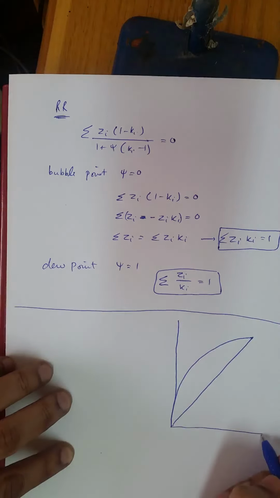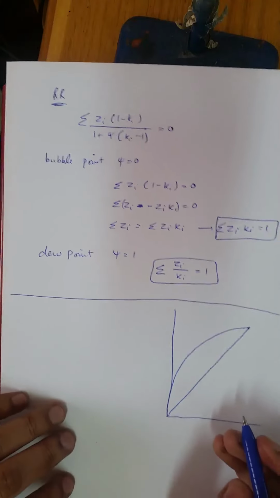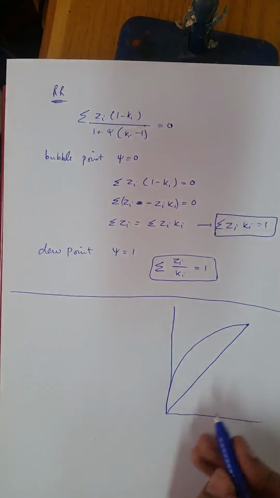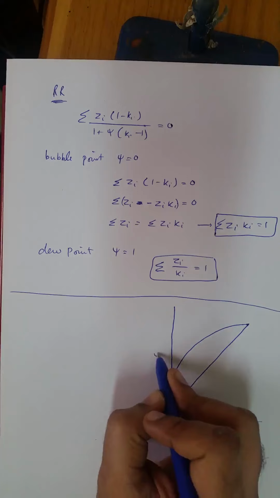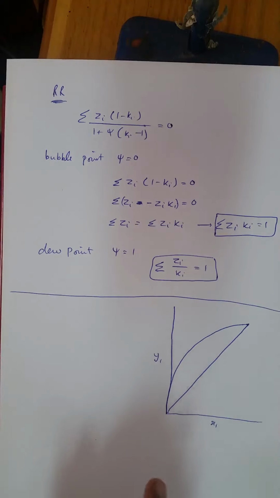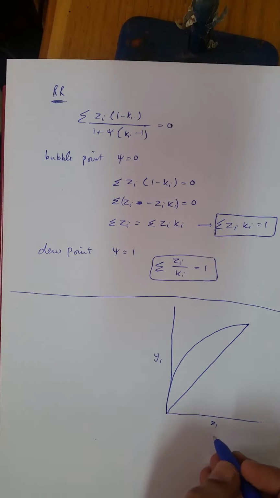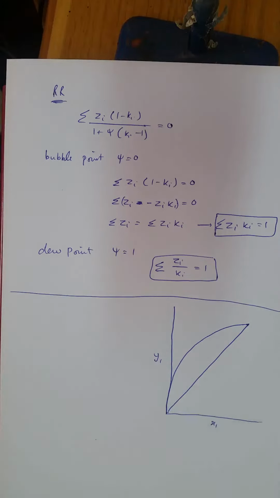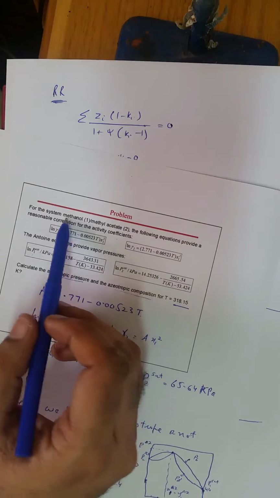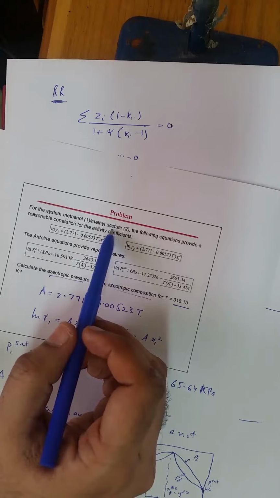So mainly we have to use this diagram in order to solve the problem. This diagram is also called the McCabe-Thiele diagram. So x1 and y1. This diagram is only based on the more volatile component. X1 is the more volatile, like in this example we solved. The first one, methanol, is more volatile than methyl acetate.